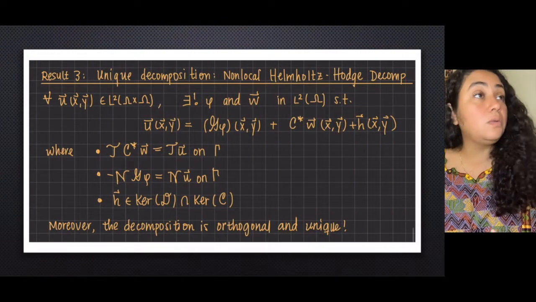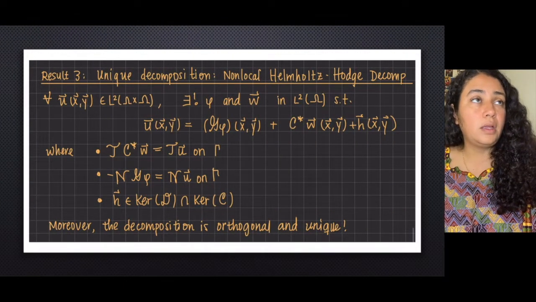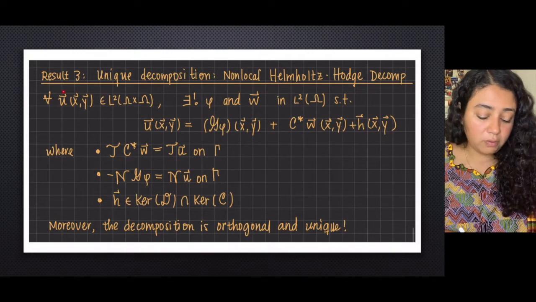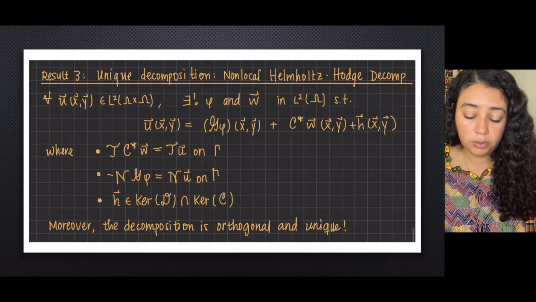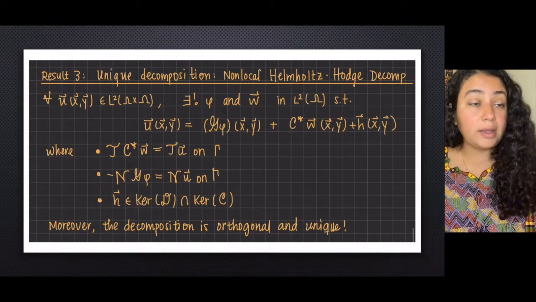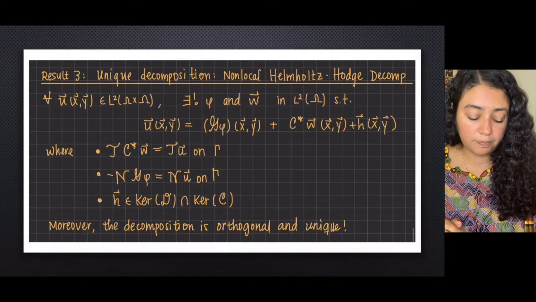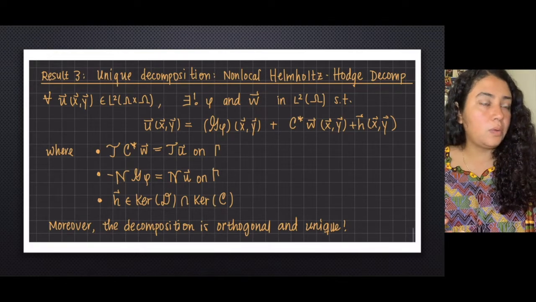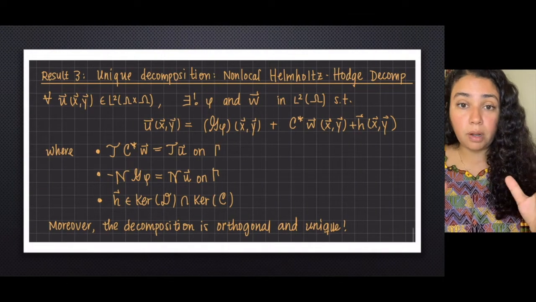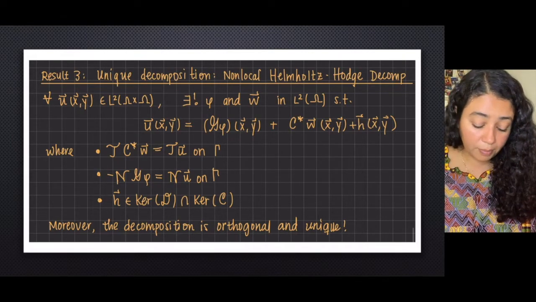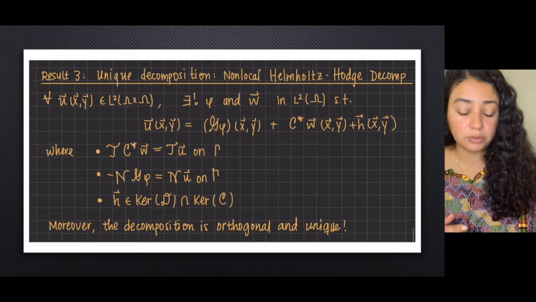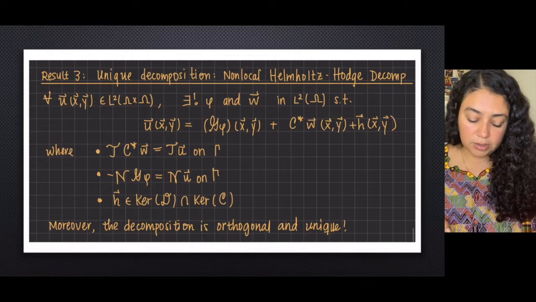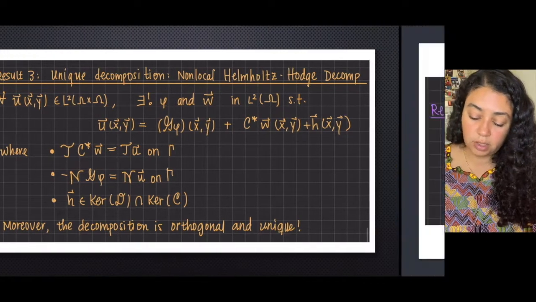And finally, for unique decomposition in the nonlocal Helmholtz-Hodge decomposition theory, we have that for a given U, there exists a unique phi and W in L2, where again we have that three-term decomposition. And this is an interaction operator as well. We can think of gamma as a thick boundary to omega. So to some extent, they're like nonlocal boundary conditions. And again, H is in that kernel intersection. The decomposition is orthogonal and unique.